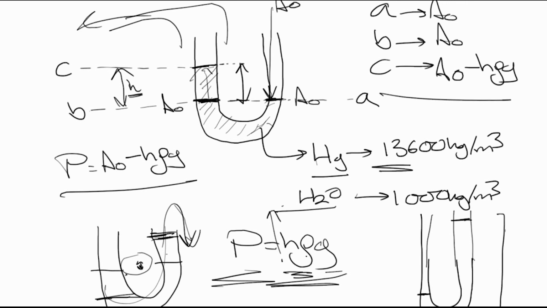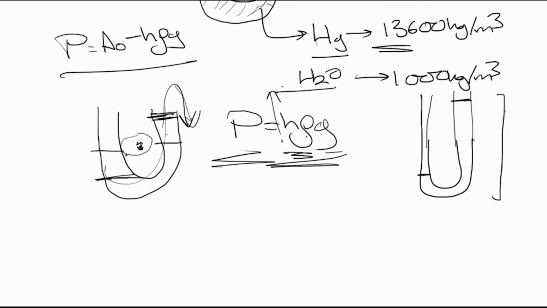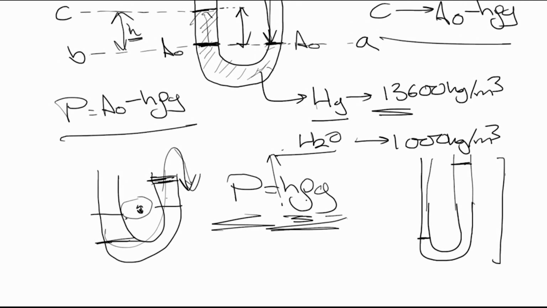And number seven, the only factors which actually do affect the readings of a manometer are H, rho, and G, right? So H is the height, rho is the density, and G is the acceleration due to gravity. And for that reason, we use mercury if we want to measure large pressure differences, and we use water if we want a sensitive device which can measure small pressure differences nicely.